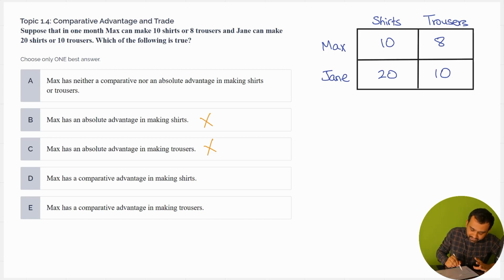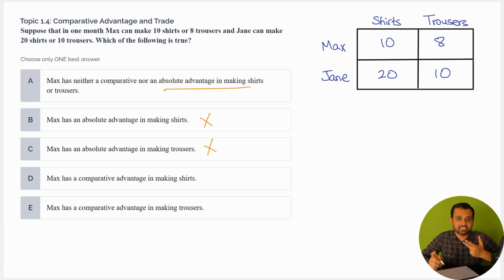So we do know that Max doesn't have an absolute advantage in making shirts or trousers, but we don't know about comparative advantage yet. Okay, so the options are between A, D, and E, but we need to figure out comparative advantage first.